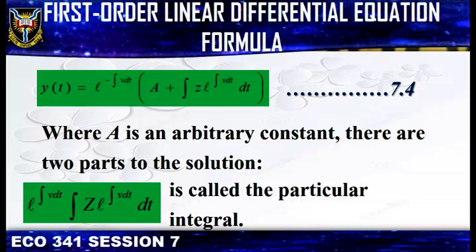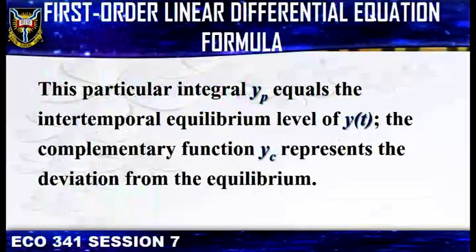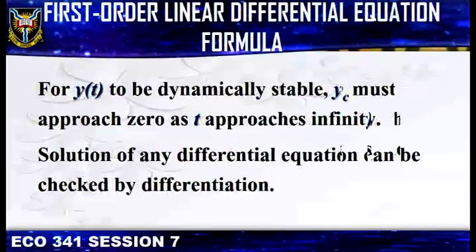e raised to power integral v dt, integral z e raised to power v dt is called the particular integral. This particular integral yp equals the intertemporal equilibrium level of y of t. The complementary function yc represents the deviation from the equilibrium. For y of t to be dynamically stable, yc must approach 0 as t approaches infinity. That is, k in e raised to power kt must be negative.